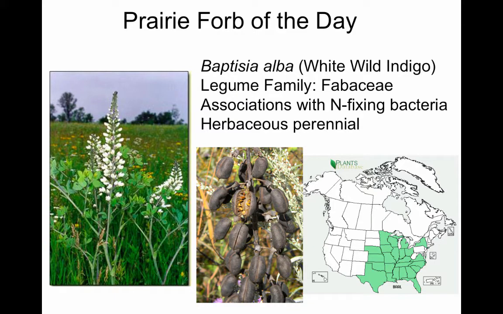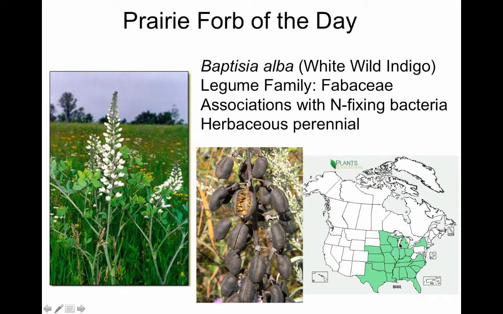The prairie forb of the day is Baptisia alba, one of my favorite prairie plants, wild white indigo. It's in the legume family, the family Fabaceae. This is a family of plants that have root nodules associated with their roots, and in these root nodules are nitrogen-fixing bacteria, so they can take atmospheric nitrogen and convert it into nitrate. This is an herbaceous perennial, and it has these nice, pretty white flowers. As is true with all members of the family Fabaceae, the seeds occur in pods, and so beans are also in this family.